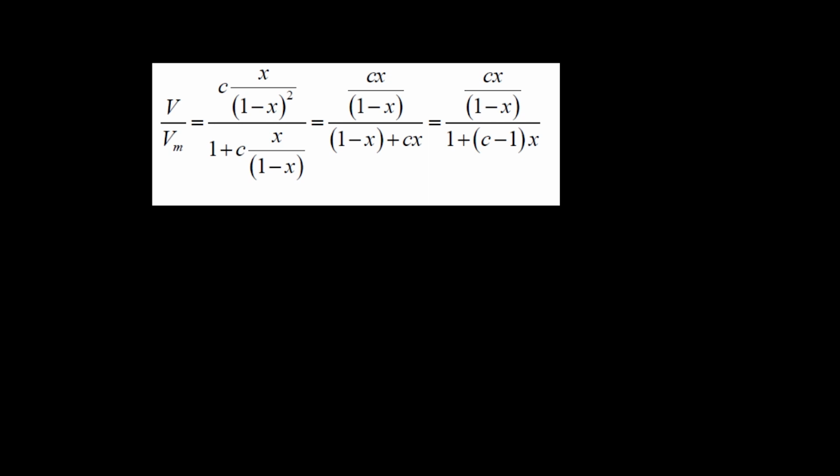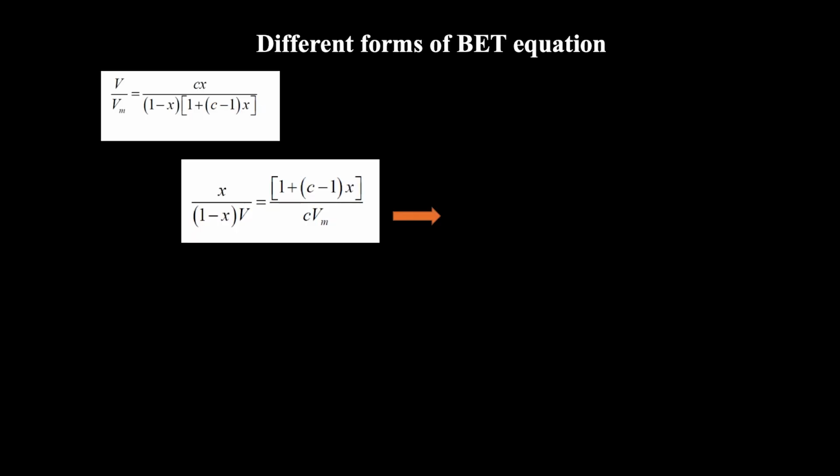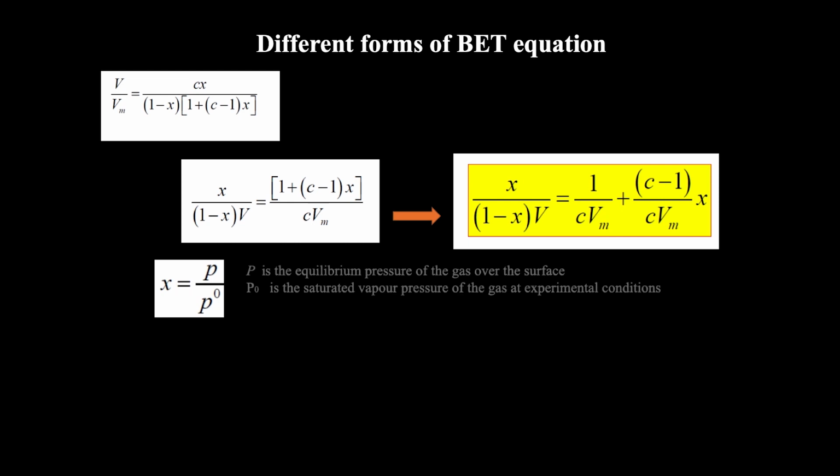Rearranging this equation, we get C x by 1 minus x, the whole divided by 1 plus (C minus 1) into x. Taking 1 minus x to the denominator, we get V by Vm equal to C x divided by (1 minus x) into (1 plus (C minus 1) into x). One form of the BET equation is what we have derived now, that is V by Vm equal to C x by (1 minus x) into (1 plus (C minus 1) into x).